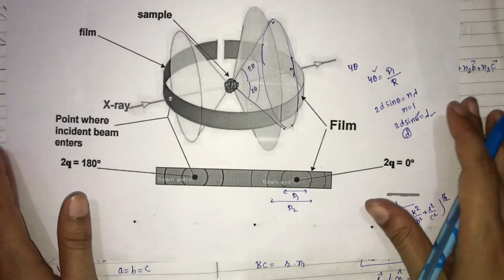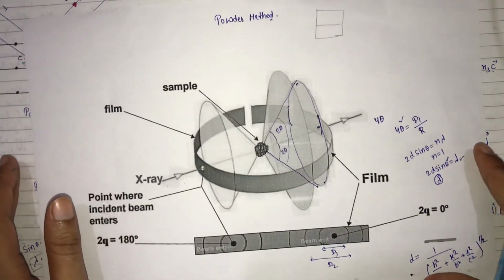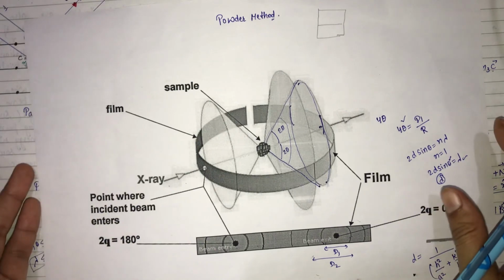So this is all about the 3 experimental methods used to study crystal structure.